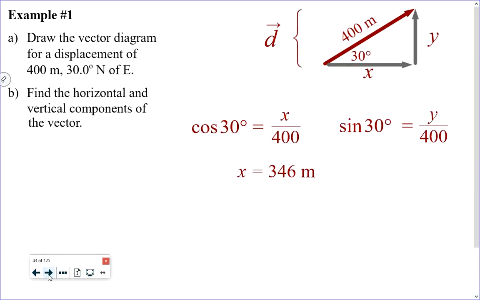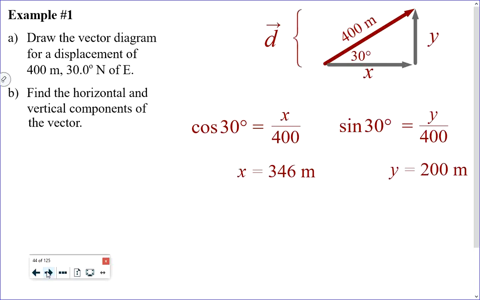And I get, well, I guess I'm just going to the nearest whole number. But rounded to the nearest whole number, I get 346 meters. And I will get exactly 200 meters for y. Those of you in Math 20 right now, in my class anyway, you will learn why y is exactly 200 after tomorrow's lesson. But it's 200.